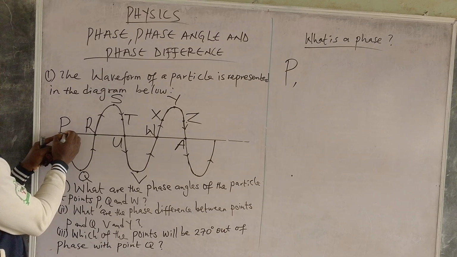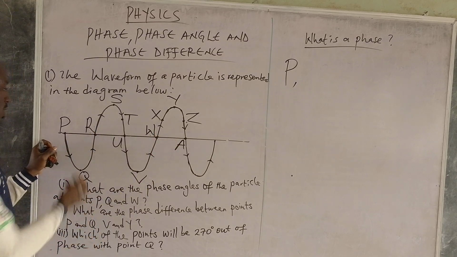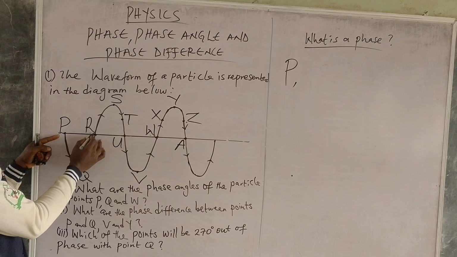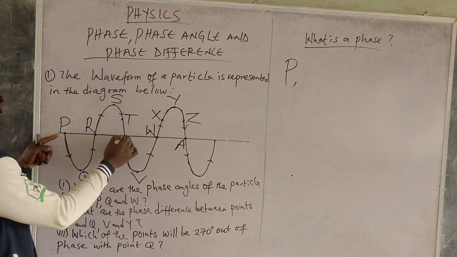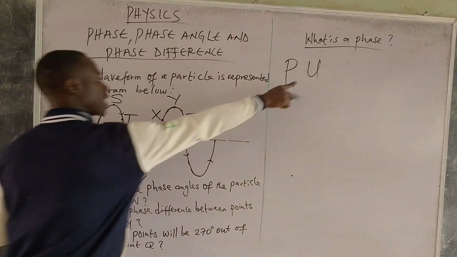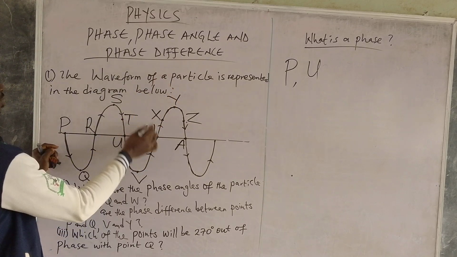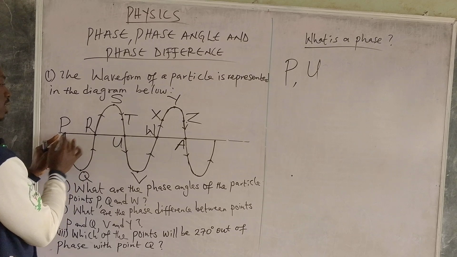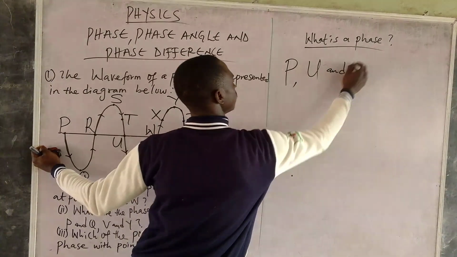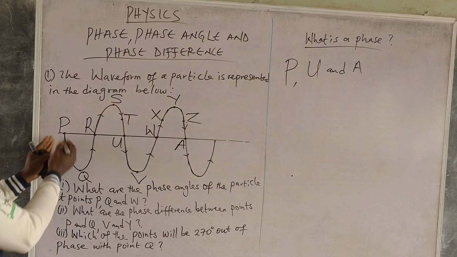No. If you look at P, we have to check the directions in which they are traveling, although all of them are at the same vertical distance. P is traveling downward according to the arrow here, but R is traveling upward. U is traveling downward, so U is in phase with P. W is traveling upward, so W is out of phase. R is out of phase. Then A is traveling downward. So we also have A, meaning P, U, and A are in phase.